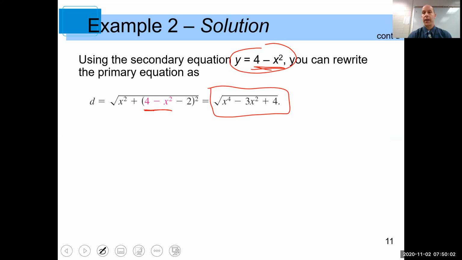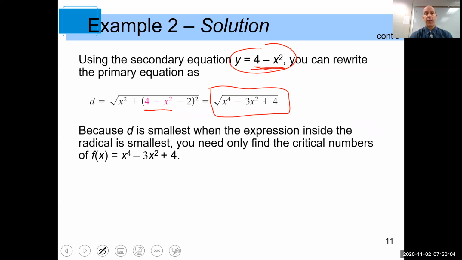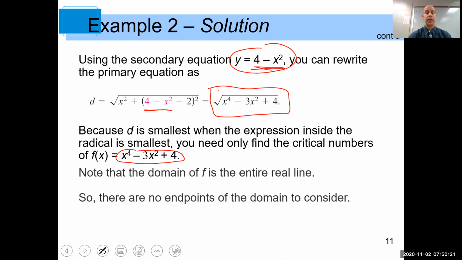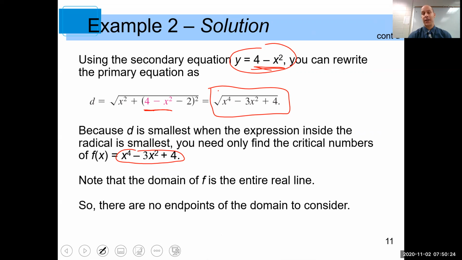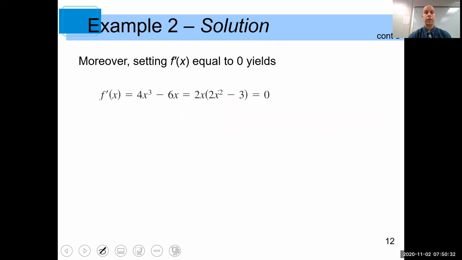Now we're going to go ahead and do some calculus. But before we do that, I would argue this: you can disregard the square root. You do not have to, but you can get rid of it. I claim that if you minimize this function, you are also minimizing this function. So the square root really doesn't have any impact on the minimum or the critical numbers. Plus, it makes it a lot easier to deal with. Note the domain of this function is the entire real number line, so there are no endpoints and the domain is all real numbers.